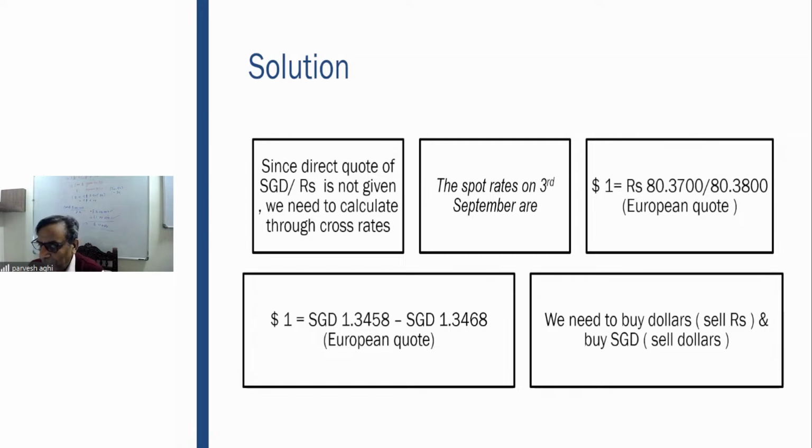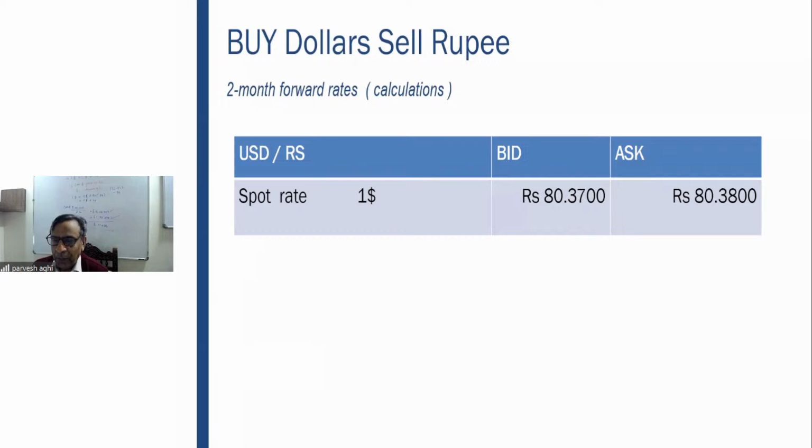Okay, we need to buy dollars. We need to first buy dollars and sell our own rupees. Okay, as an Indian, I'm going to sell my rupees and buy dollars, and then I'm going to buy Singapore dollars by selling the dollars which I have obtained in my first leg. So buy dollars and sell rupees, the first thing.